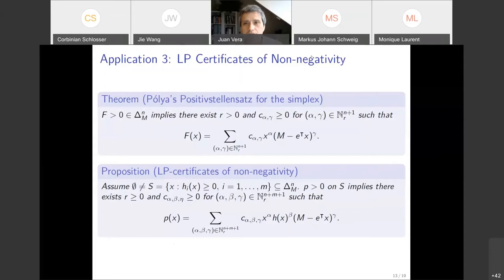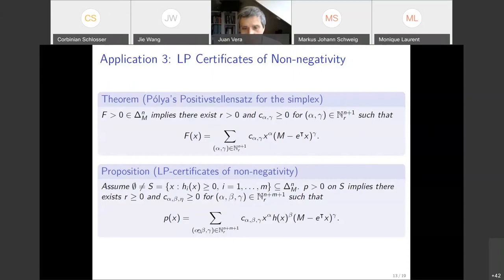I just have to do all the products of my constraints. So I take all the products of my lower bounds, that's the x's, my upper bound on the simplex, that's N minus e transpose x, and my defining constraints. I do these products, and I use non-negative coefficients. So this is an LP-based certificate of non-negativity, and I get an expression that only uses non-negative reals. This is a generalization of the Handelman certificate. The Handelman certificate was for the case where I have only linear constraints. This one is for any semi-algebraic set.